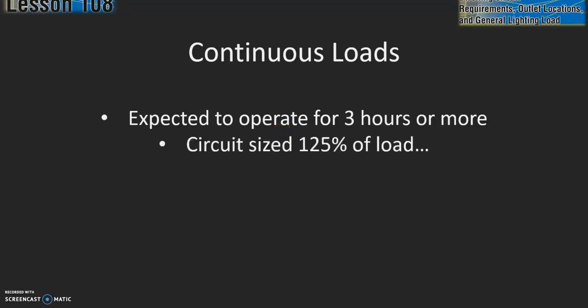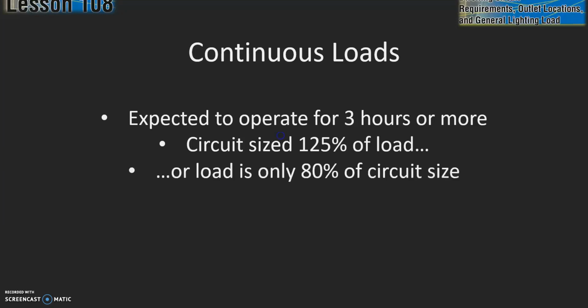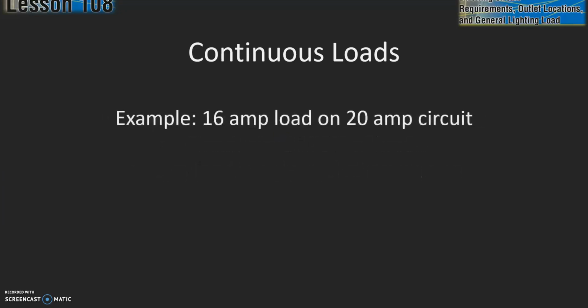But so, what does that mean to us? Why do we care? Essentially that means that our circuit must be sized 125% of the load. So if I have a 16 amp load, my circuit needs to be 125% of that. Doing the math comes out to 20. Another way to say this, and you're going to see it both ways, is the load is only 80% of the circuit size. So if I have a 20 amp circuit and it's a continuous load, I can only load it up to 16 amps. That doesn't sound right, but trust me, the math works out, and we'll see an example.